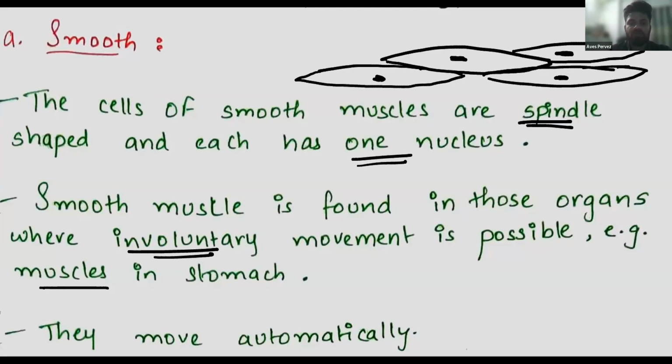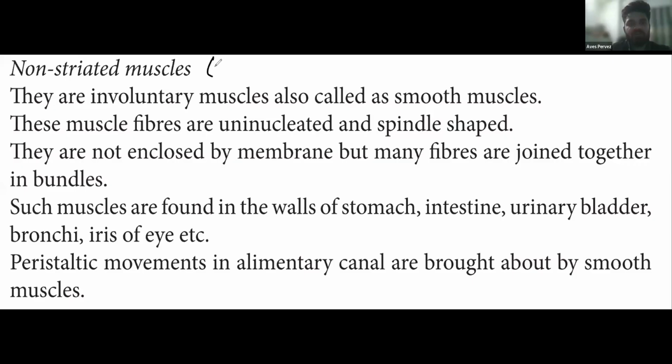Smooth muscle is also called non-striated muscle. Note it down: this is also called non-striated muscle. I have told you they are involuntary muscles. They are also known as smooth muscles. They are spindle shaped, uninucleated, and enclosed by a membrane, with many fibers joined together in a bundle. We can say that these are found in, note it down.